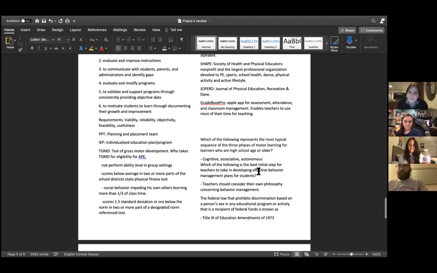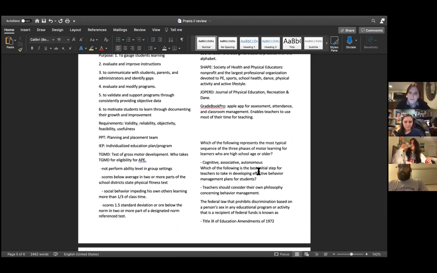Which of the following represents the most typical sequence of the 3 phases of motor learning for learners who are high school age or older? Cognitive, associative, autonomous. Which of the following is the best initial step for teachers to take in developing effective behavior management plans for students? Teachers should consider their own philosophy concerning behavior management.